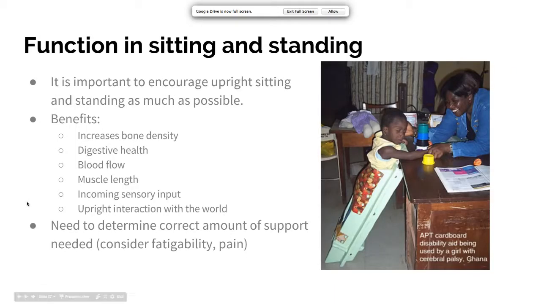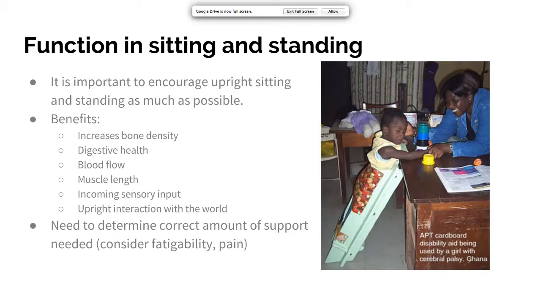One of the most important things to encourage with children who have cerebral palsy and their caregivers or families is that being upright and interacting with the world is very important for their development. This means that depending on the child's functional ability, the child should be encouraged and allowed to be sitting or standing as much as possible or as tolerated.